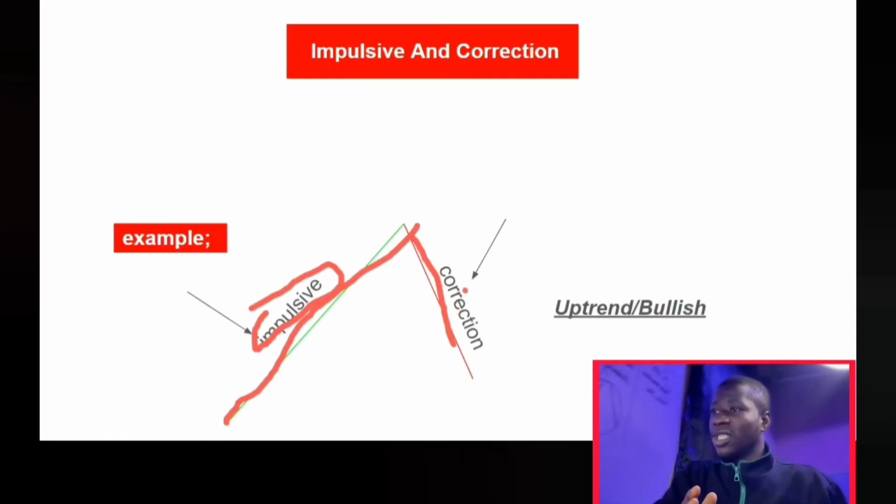And the move towards the downside would be your correction move, right? Take note of this. For an uptrend, the move towards the upside would be your impulsive move, while the move towards the downside would be your correction move, right?